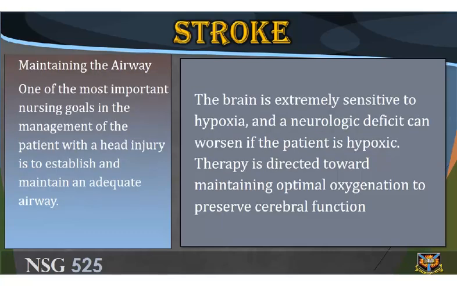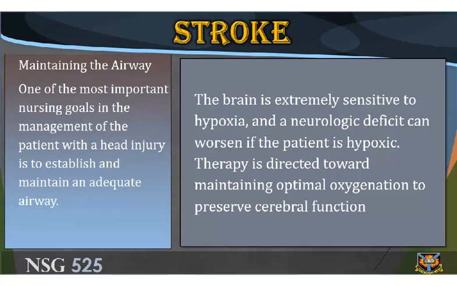Maintaining the airway. One of the most important nursing goals in the management of patients with head injury is to establish and maintain an adequate airway. The brain is extremely sensitive to hypoxia, and the neurologic deficits can worsen if the patient is hypoxic. Therapy is directed towards maintaining optimal oxygenation to preserve cerebral function. An obstructed airway causes CO2 retention and hypoventilation, which can produce cerebral vasodilation and increased ICP.